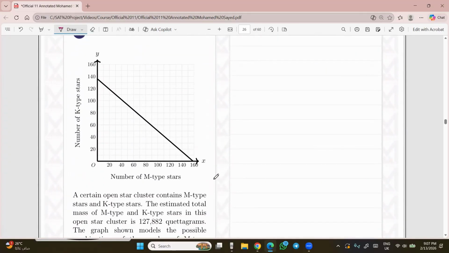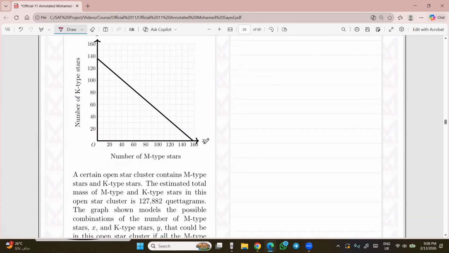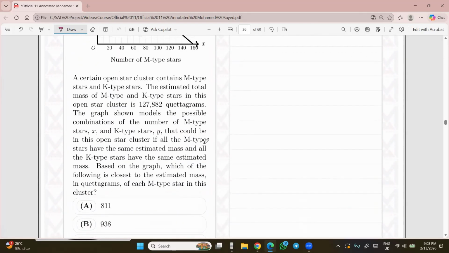Question number 19, we have this linear graph. A certain open star cluster contains M-type stars and K-type stars. The estimated total mass of M-type and K-type stars in this open star cluster is this number. This is the total.